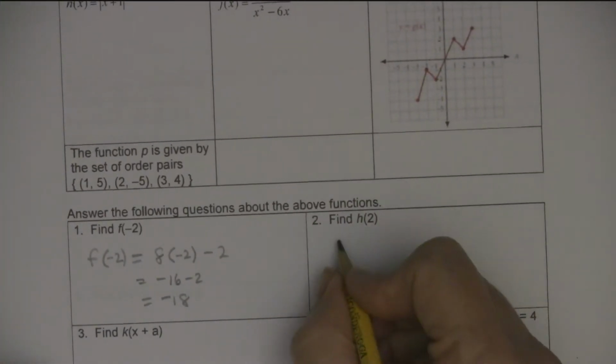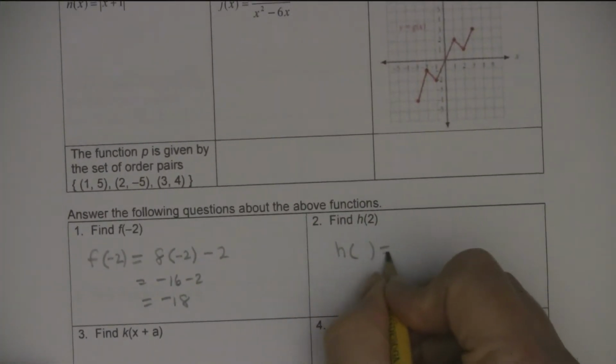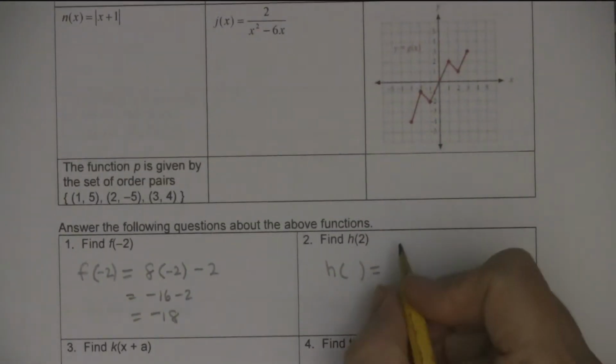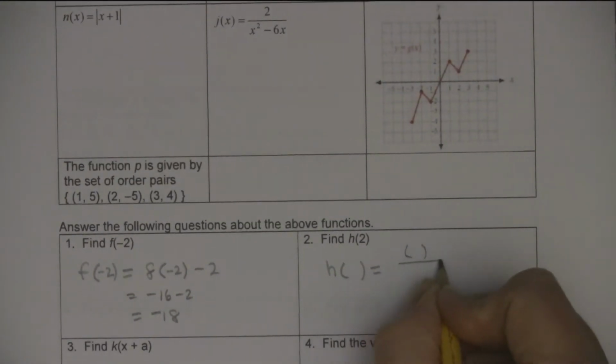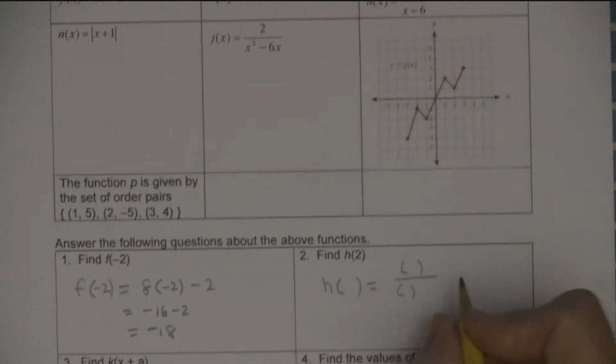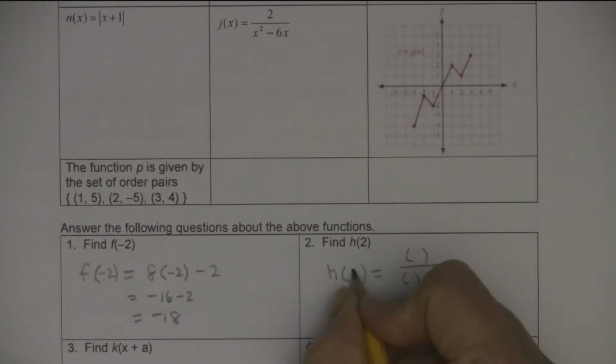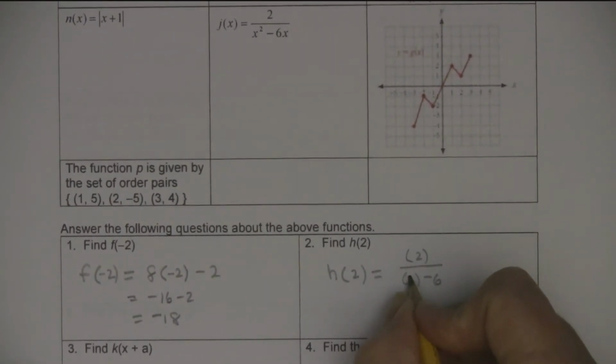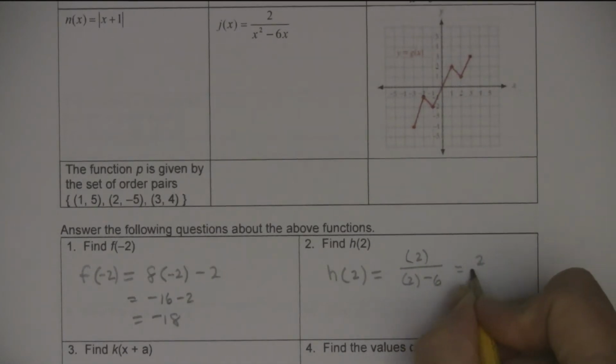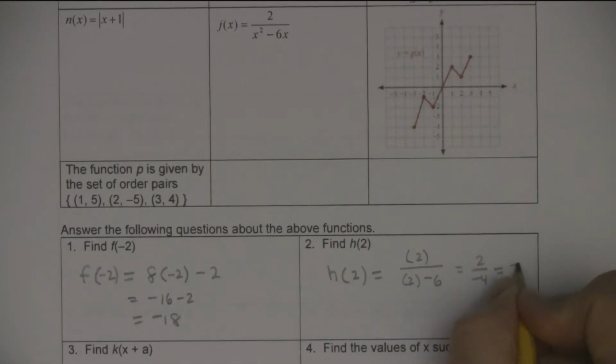H at 2, so h of the blank equals the blank, parentheses, over the blank, is it -6? Yeah, -6. And then you're putting in 2 in all these spots. So that's 2 over -4, which is -1/2.